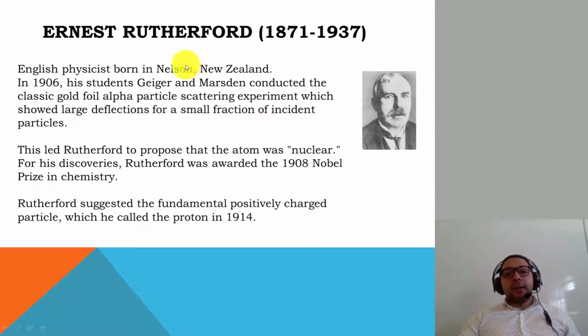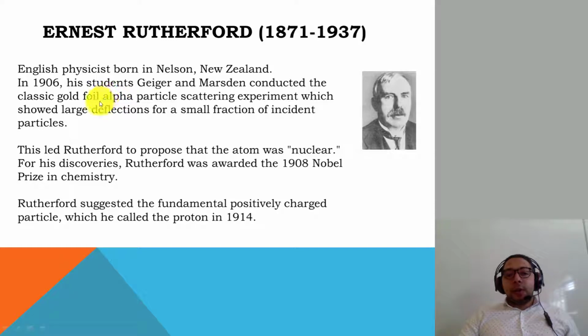Rutherford, the second scientist, was a New Zealand scientist. He was born in Nelson, New Zealand. He is also a scientist in physics. Rutherford, along with two of his students, Geiger and Marsden, conducted an experiment which contributed a lot to the discovery of the atom.